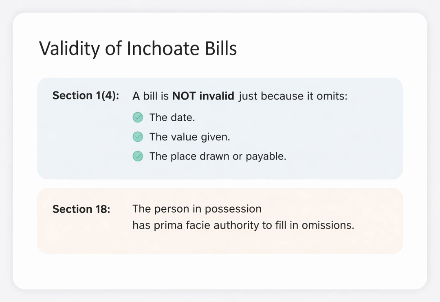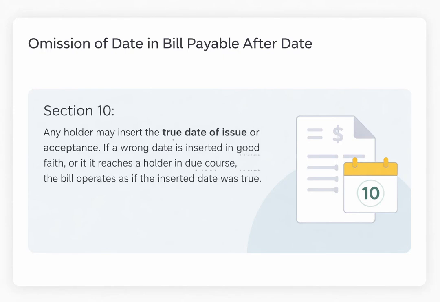If a bill is supposed to be paid a certain number of days after the date, but the date is missing, Section 10 allows the holder to write in the true date. And here's a safety net. If a wrong date is accidentally written in good faith and it gets passed to a holder in due course, the bill is still perfectly valid and operates based on that written date.